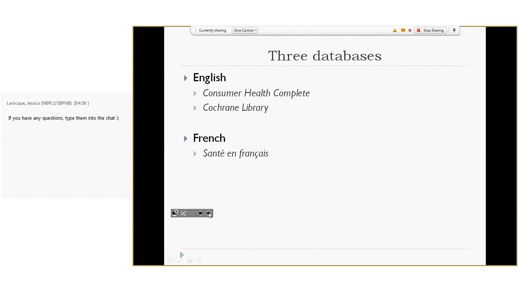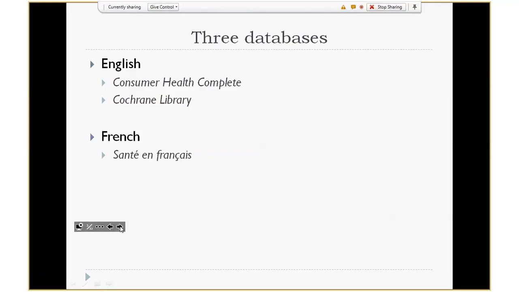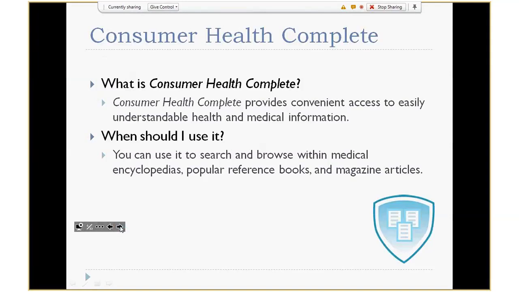All right, so of the 3 databases, 2 are in English and 1 is in French. Consumer Health Complete and Cochrane Library have their content in English. Santé en français, as the title would indicate, is in French, although there is English content in there as well. So we'll touch on that more when we get there.